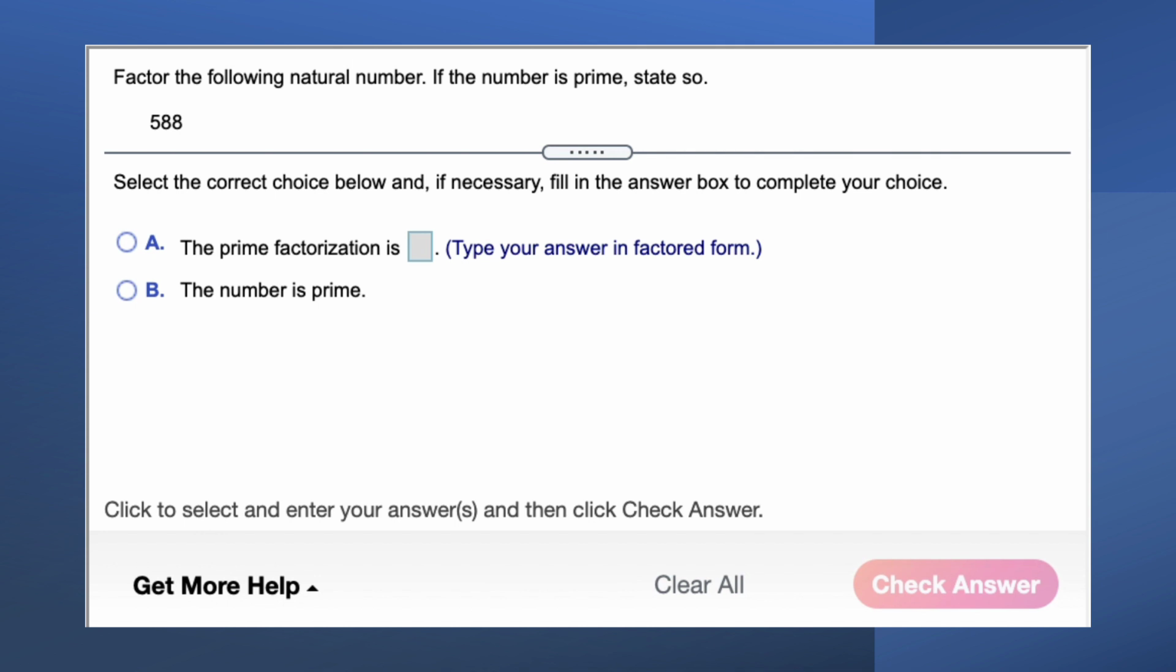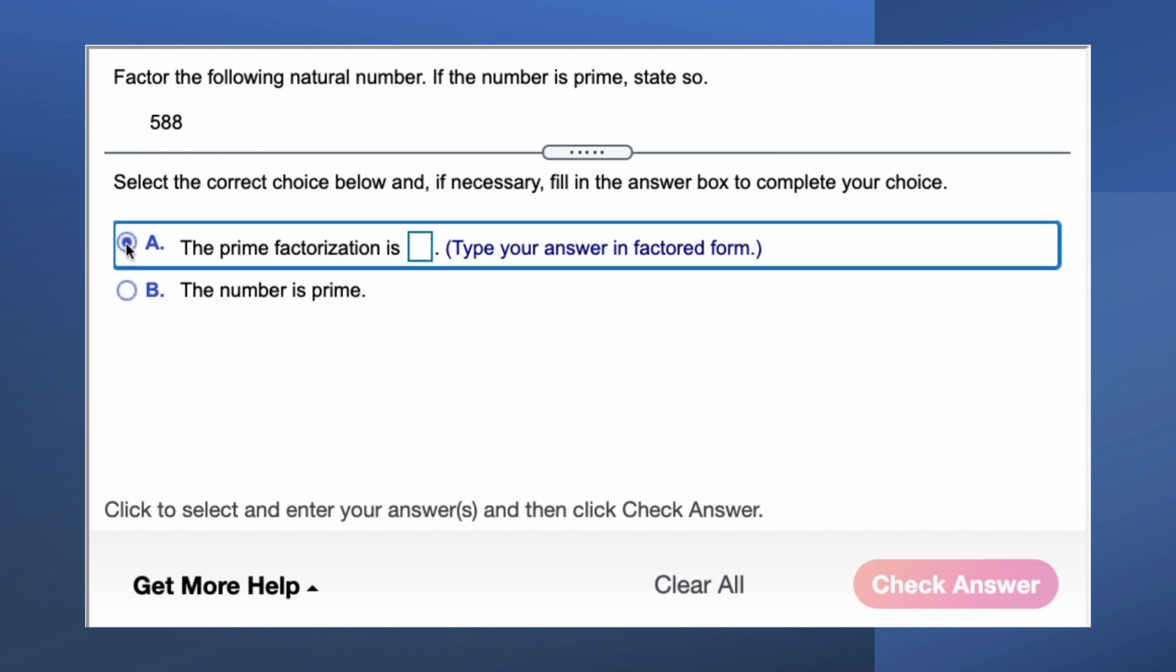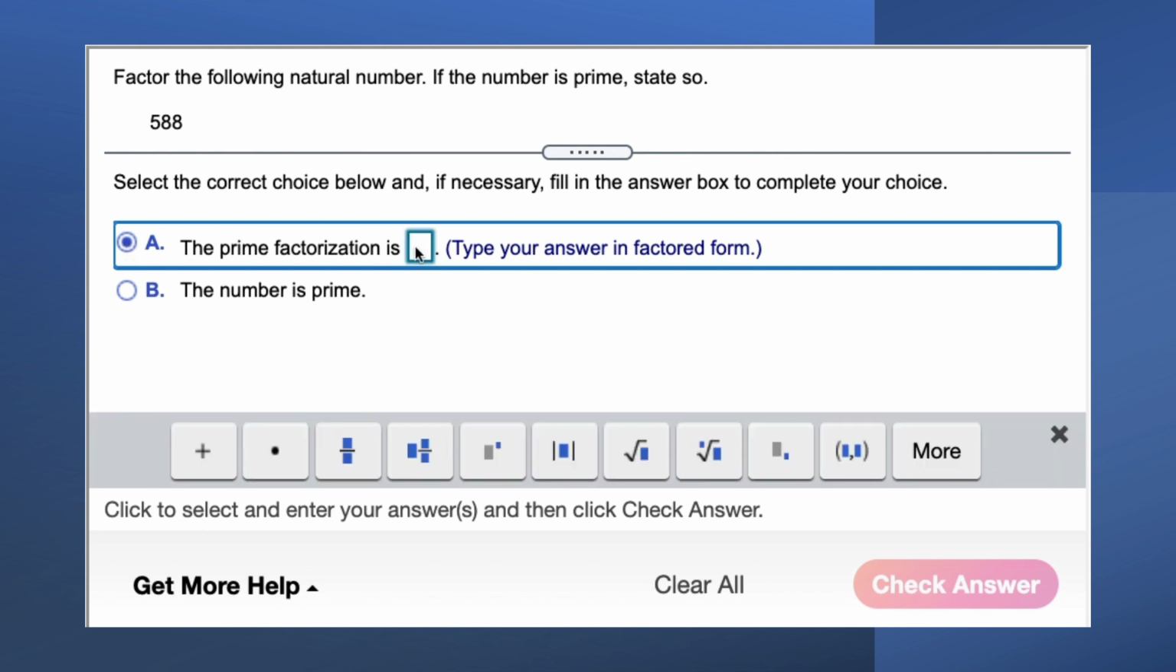Now we're going to type this answer into MyMathLab. To do this, we'll select choice A. That's because there is a prime factorization for this number. Now we're going to put our cursor in the answer box, and we'll type in our answer. Our answer is 2 times 2 times 3 times 7 times 7.